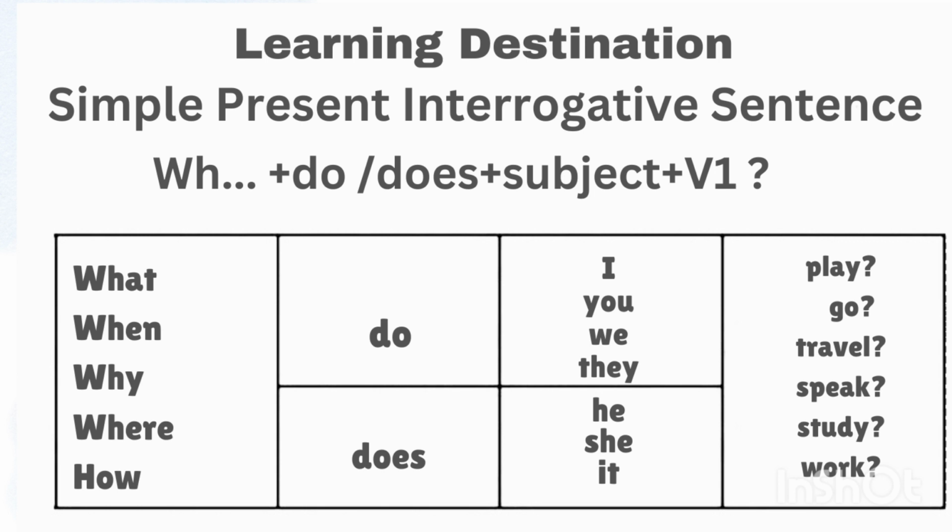What does he speak? When does he speak? Why does he speak? Where does he speak? How does he speak? What does Raj speak? When does Raj speak? Why does Raj speak? Where does Raj speak? How does Raj speak? What does my friend speak? When does my friend speak?